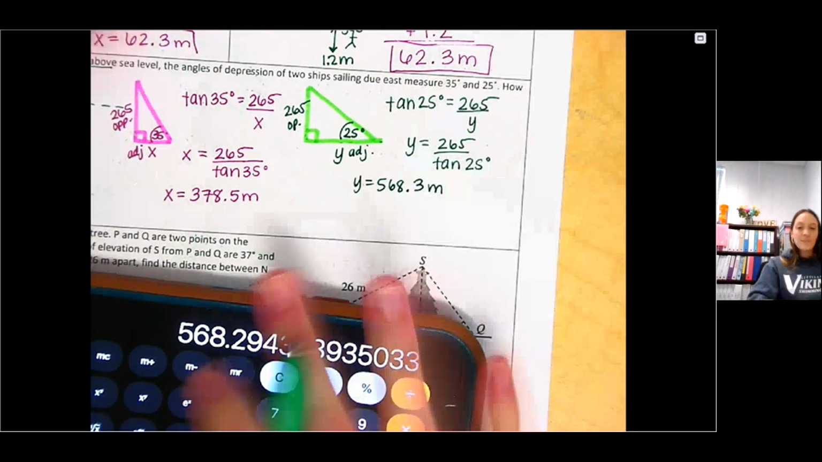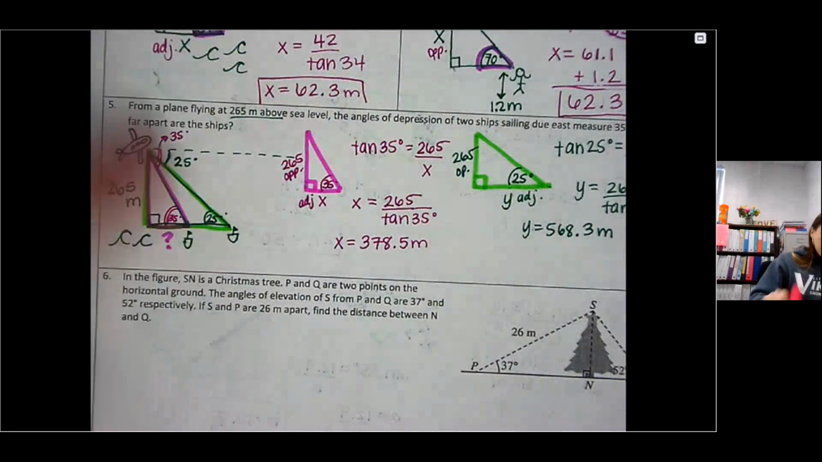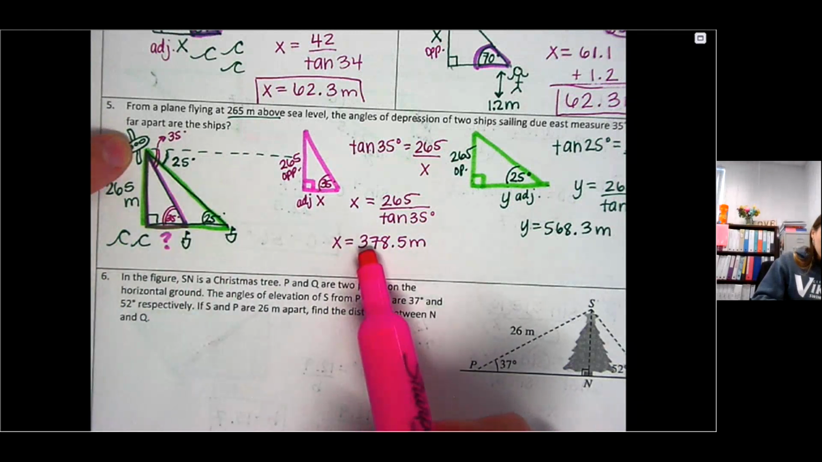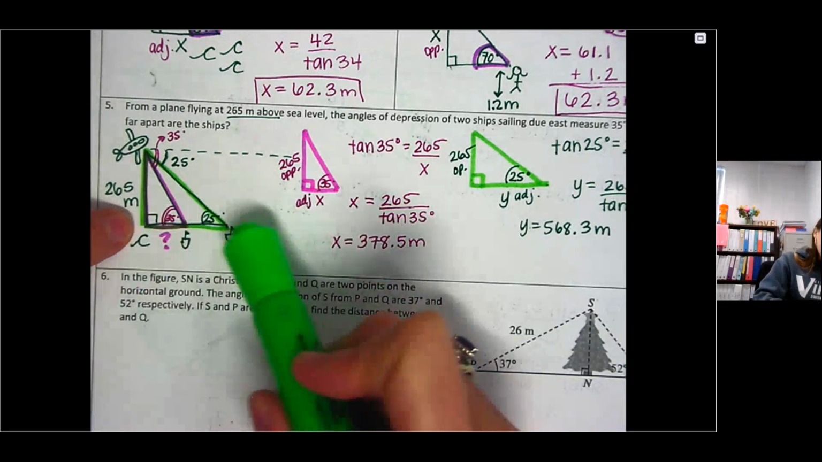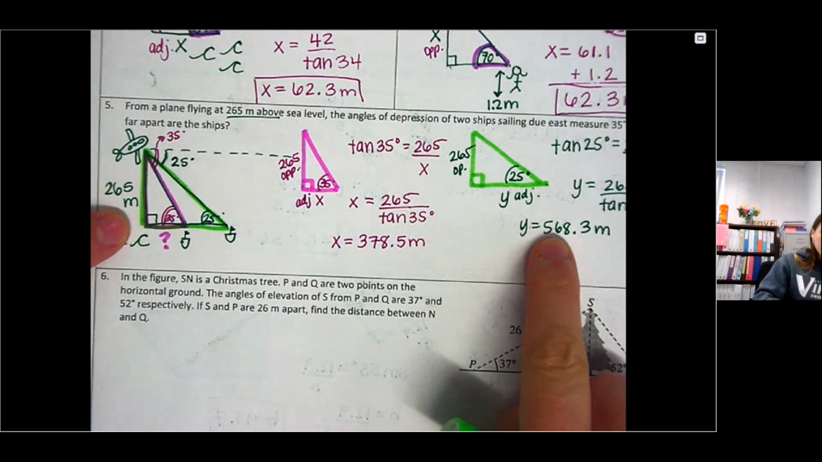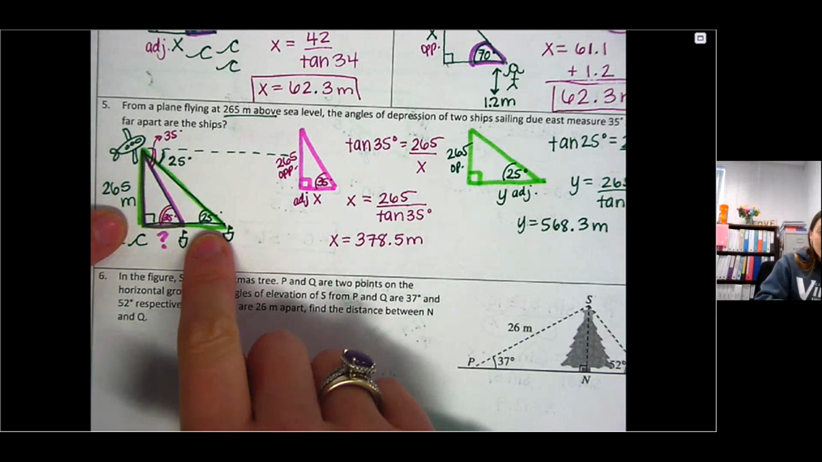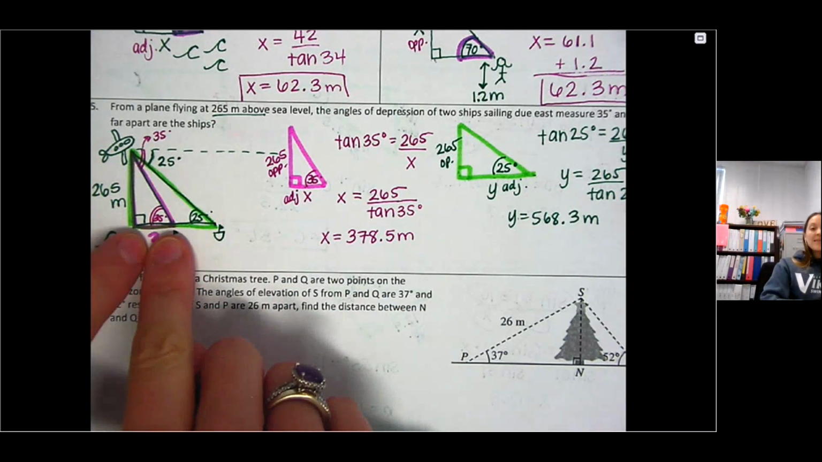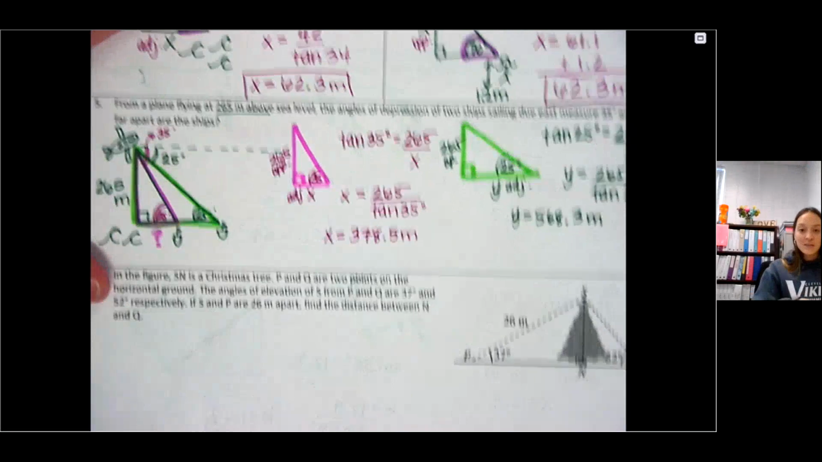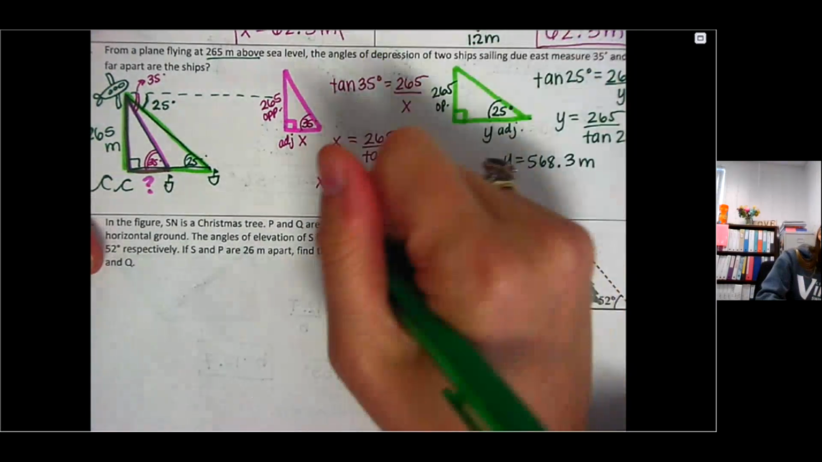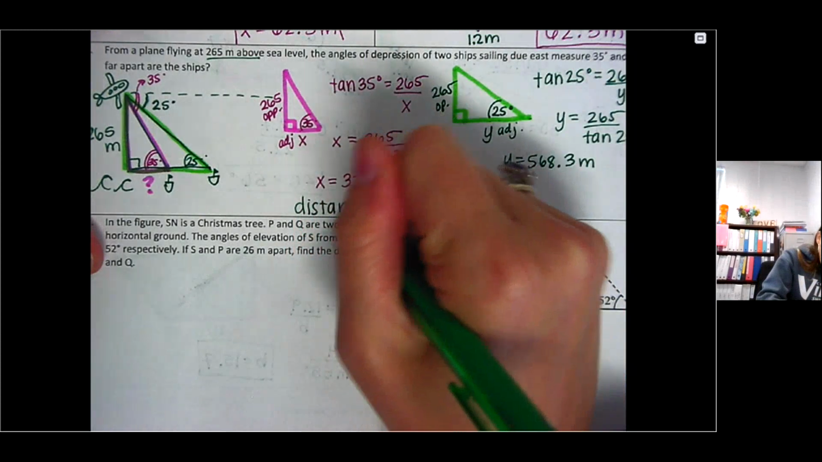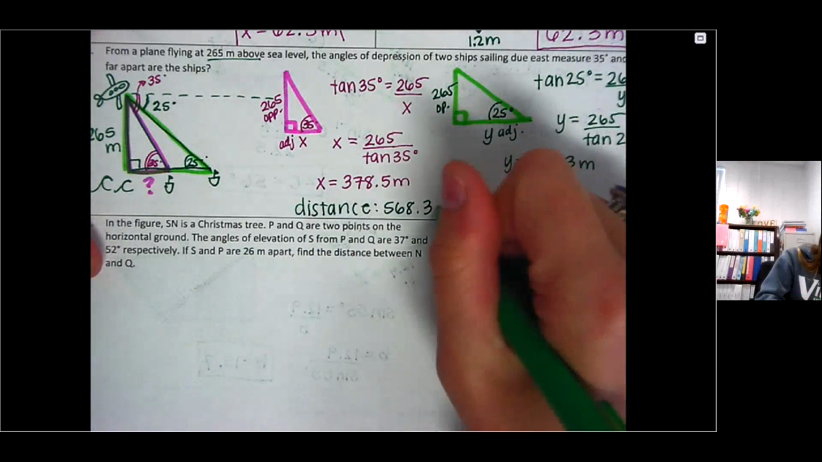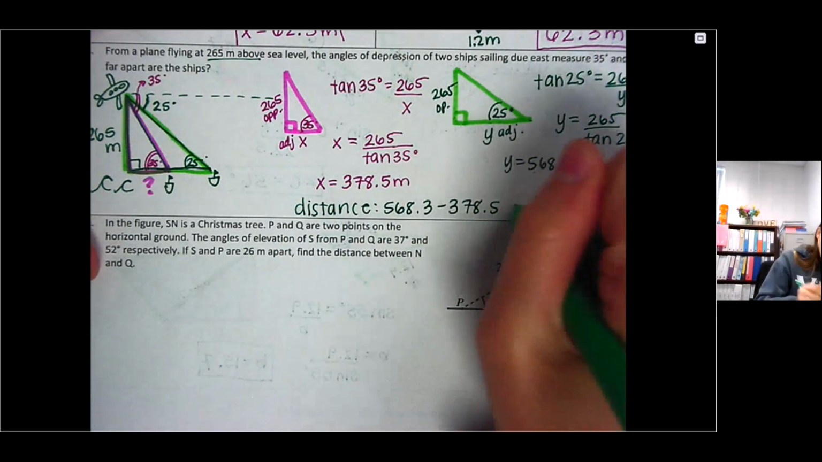So this distance is 568.3 meters. Now, the first distance from where the plane is to the first ship was 378 meters. The distance from the plane to the second ship was 568 meters, but I just want this little sliver right here. So I'm going to take the whole thing and subtract the pink piece, and that's going to leave me with what's left over, the distance between the two. So to get my final answer, my distance, I'm going to take 568.3 and subtract 378.5.